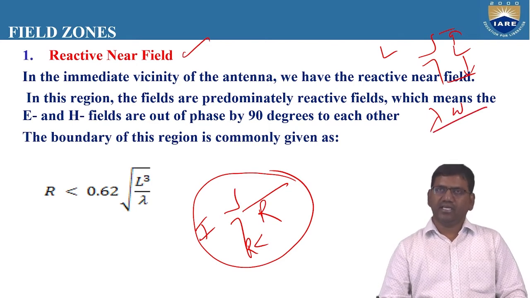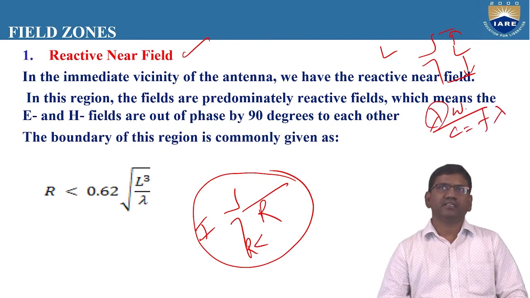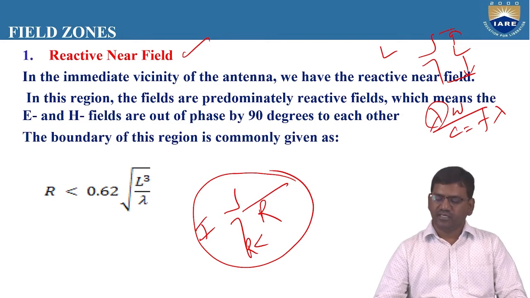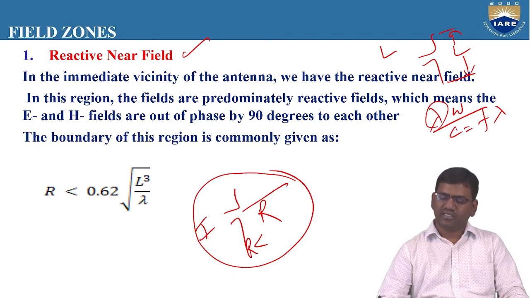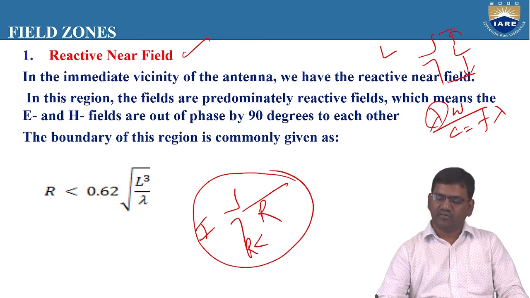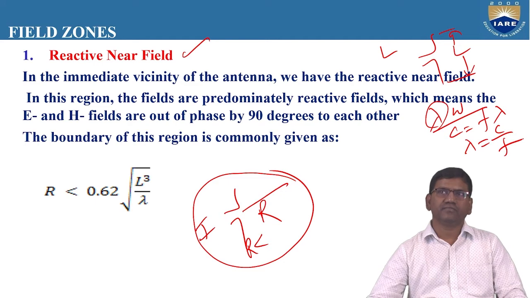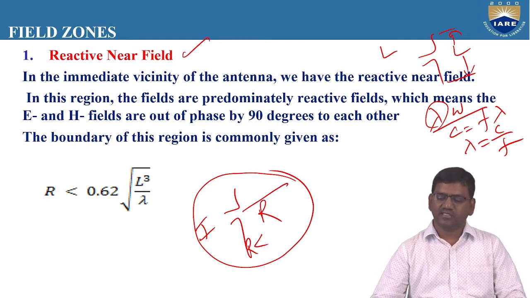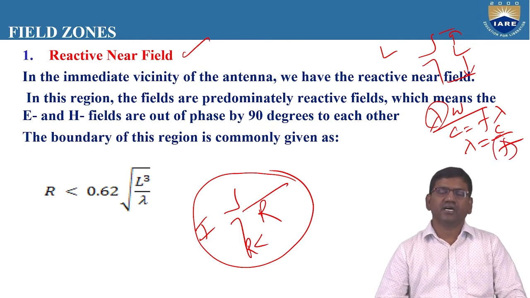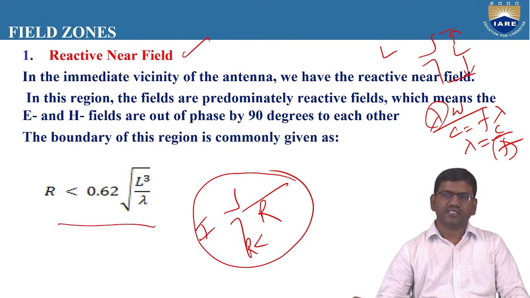This wavelength we can identify by means of the equation C is equal to F lambda, so the wavelength can be determined by means of the operating frequency: lambda is equal to C by F. C represents the velocity of the electromagnetic wave, equal to the velocity of light, 3 into 10 power 8 meters per second, and F is the applied operating frequency to the antenna. This is the equation which represents the near field.